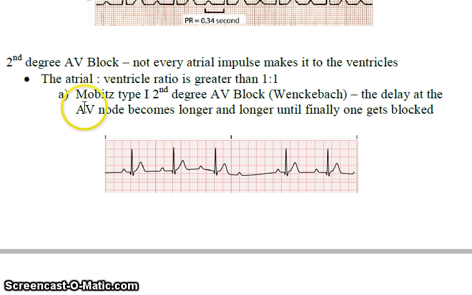The first type, the Mobitz type 1 second degree AV block, is also referred to as Wenckebach. Now I know that's a mouthful, but you just have to memorize it. Mobitz type 1 second degree AV block, also known as Wenckebach. For this one, the delay at the AV node becomes longer and longer until finally one gets blocked. This strip is demonstrating that. We have the PR interval here, the PR interval is getting longer, getting longer, and then here we have a P wave and no QRS. So that is a second degree AV block, Mobitz type 1, also known as Wenckebach.